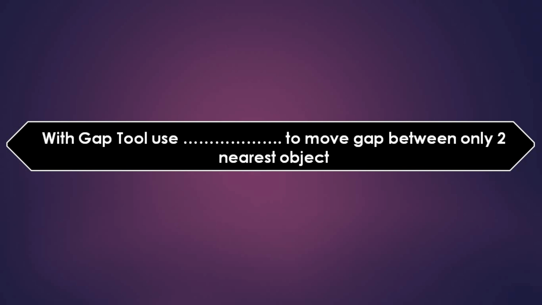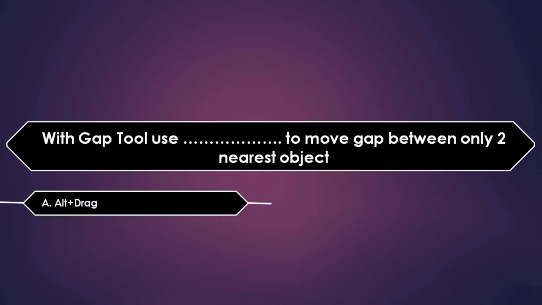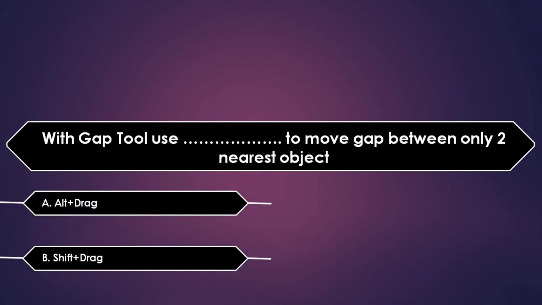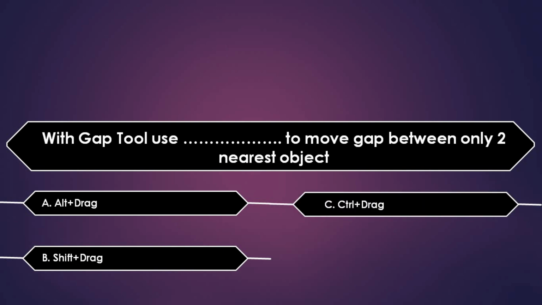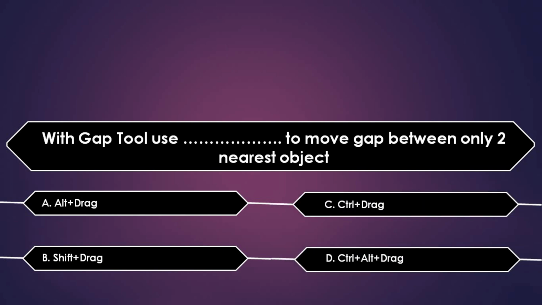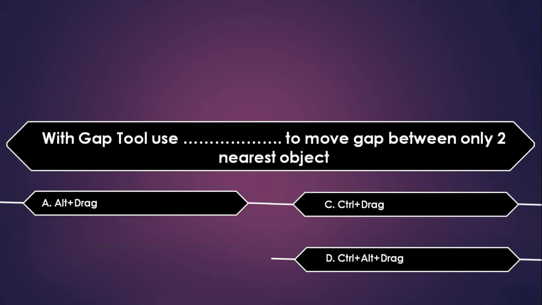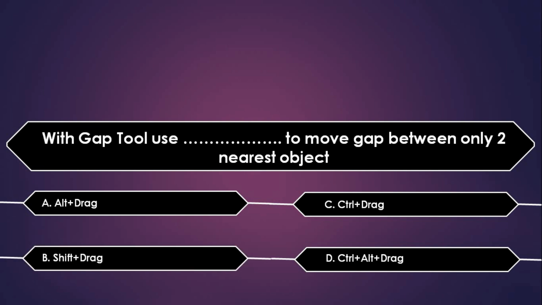Next one, with gap tool, use dash to move gap between only two nearest objects. A. Alt plus drag, B. Shift plus drag, C. Control plus drag, and D. Control Alt drag. So the right answer is shift drag. If you want to move the gap between only two nearest objects, we are using shift drag.